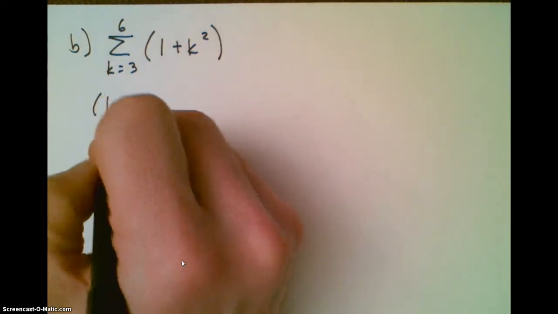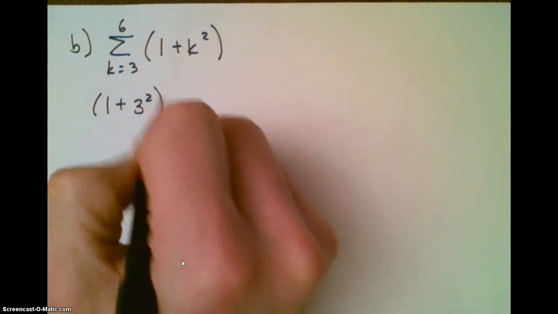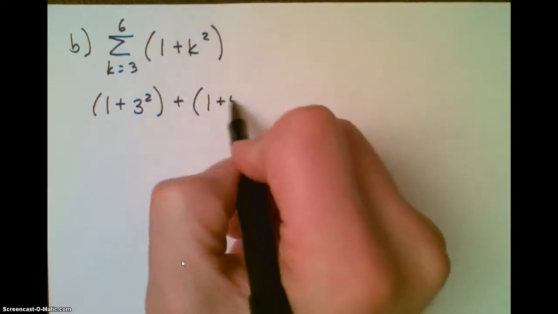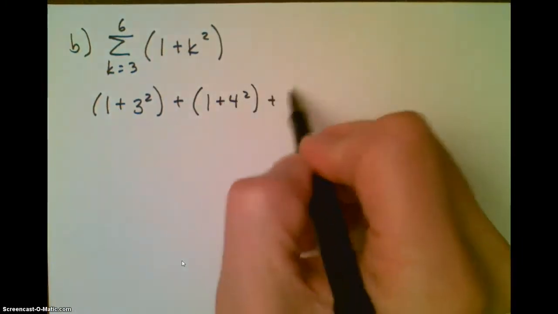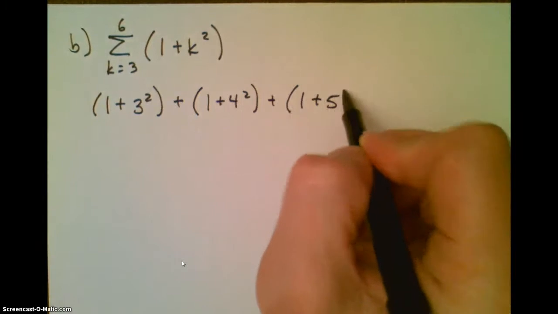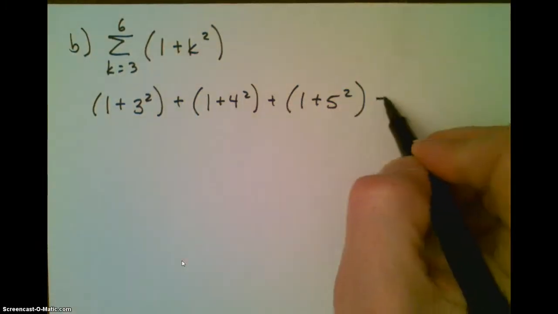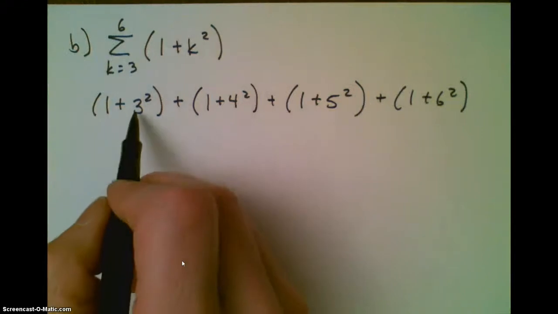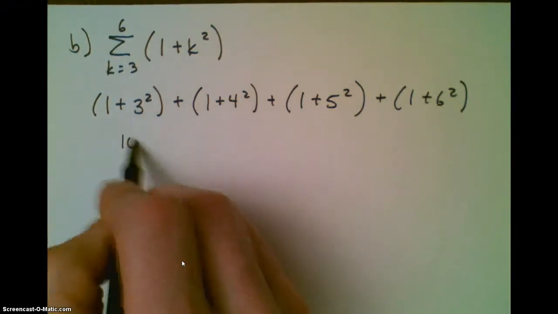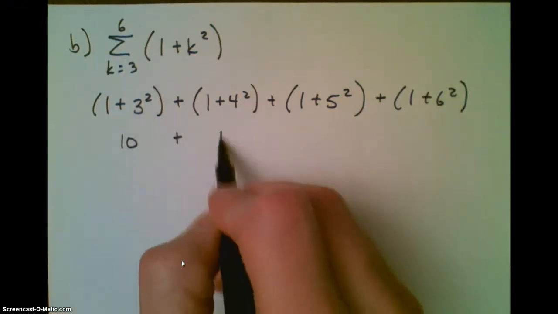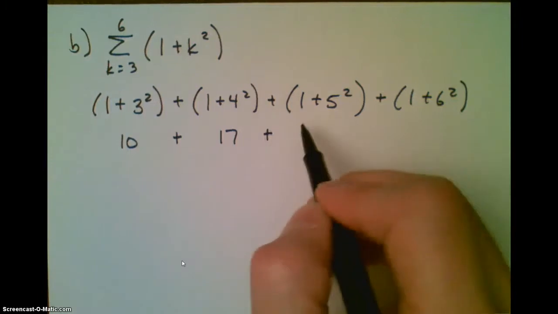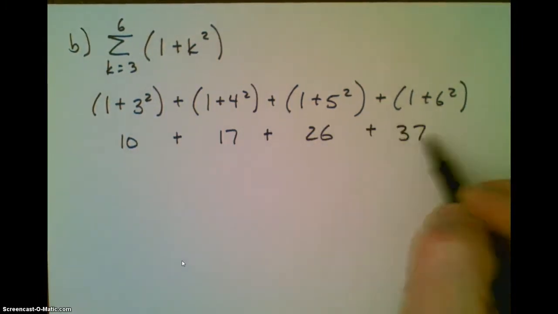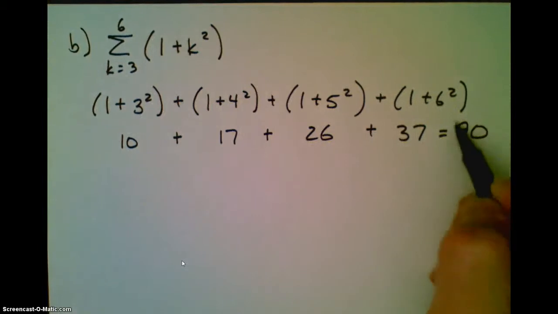So first term is going to be 1 plus 3 squared plus, now I'm going to plug in 4, 1 plus 4 squared, plug in 5, 1 plus 5 squared, plug in 6, 1 plus 6 squared. So over here I've got 10 plus 17 plus 26 plus 37, and that gives us 90.